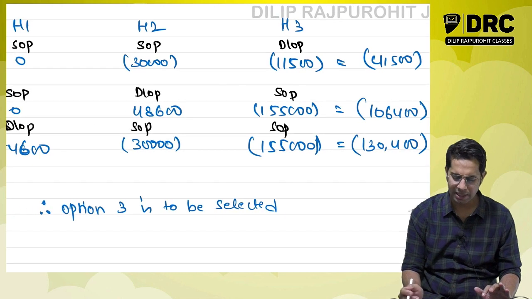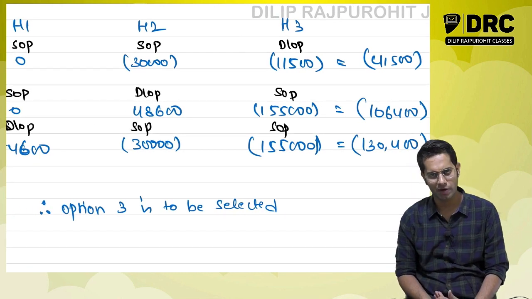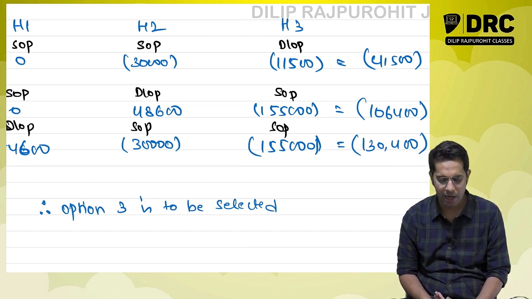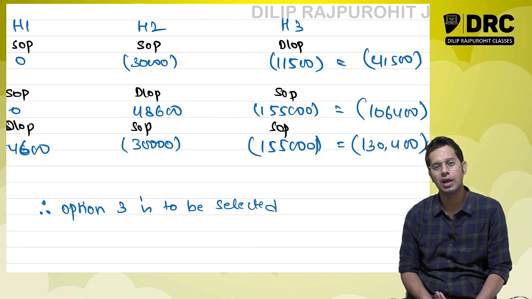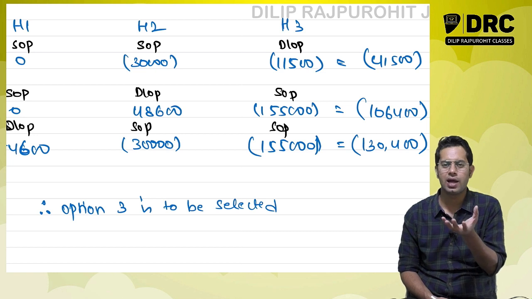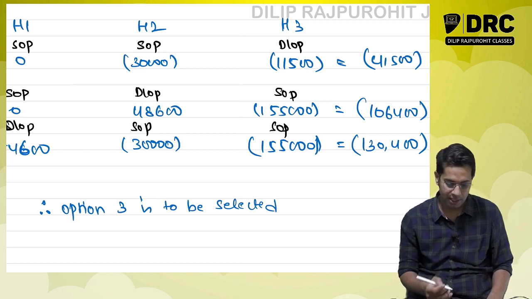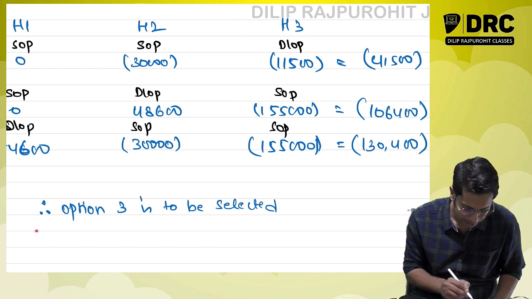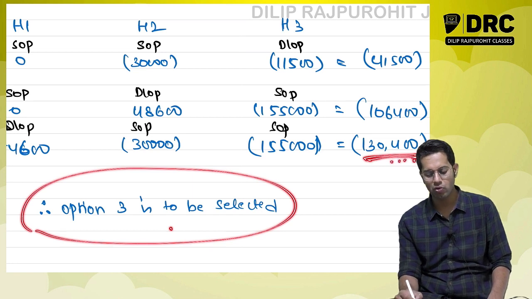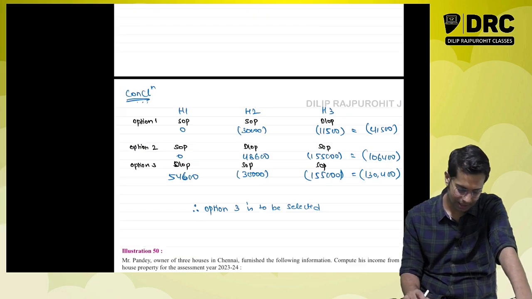Now if you see in my case, if I select option 1, I will get a loss of 41,500. If I select option 2, I will get a loss of 1,06,400, and if I select option 3, I will get a loss of 1,30,400. So in income tax, whenever there is a loss, I am very happy because I don't have to pay income tax. And now which option will I select? Obviously I am going to select that option where I have maximum loss, option number 3, because I don't have to pay any taxes and I can also set off this loss with other incomes.